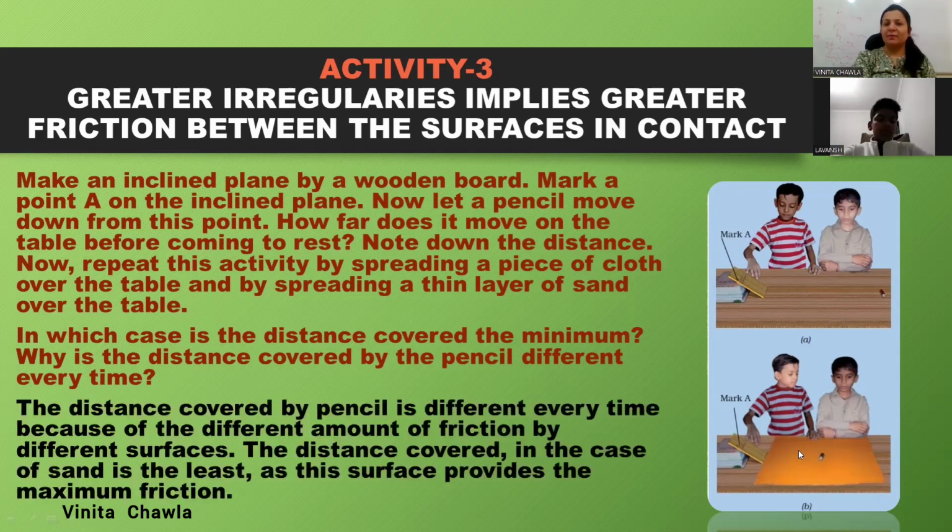So the distance covered by the pencil is different every time because of the different amount of friction by different surfaces. The distance covered in the case of sand is the least, as this surface provides the maximum friction. Sand provides the maximum friction and therefore the pencil will cover the minimum distance.